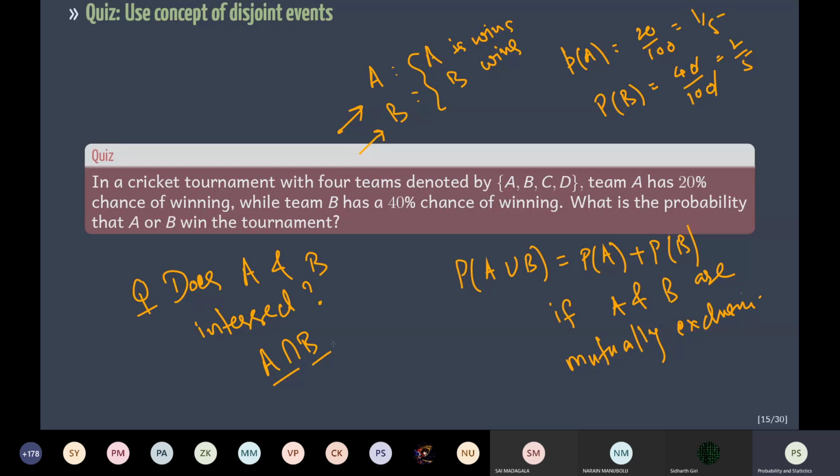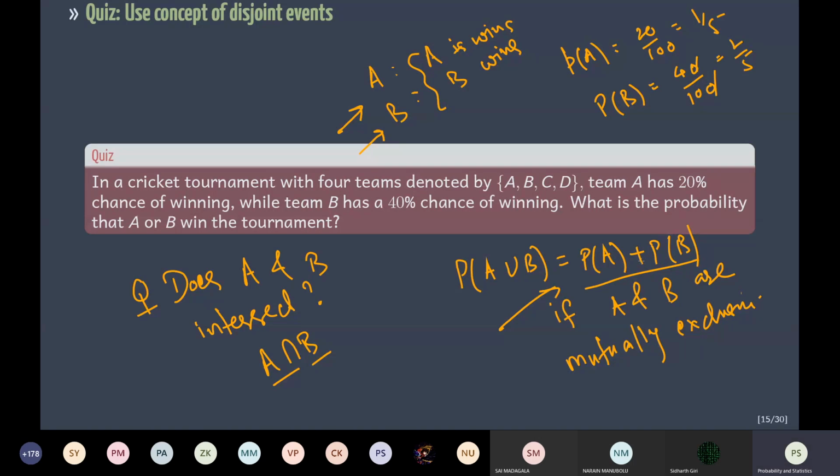assuming that there will be a winner, we will not settle for a draw. So it is a mutually exclusive event. A and B cannot happen together simultaneously. In problems like this you have to identify this, and of course the question has to also specify if there can be a draw. Then in those cases you can add.